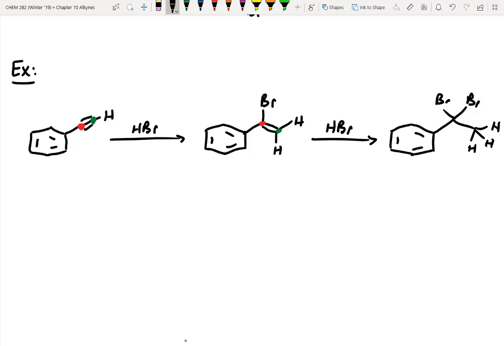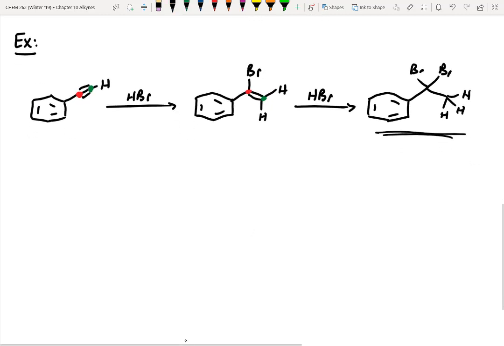What's this type of halogen called? Does anybody remember from yesterday? It's a geminal dihalide.